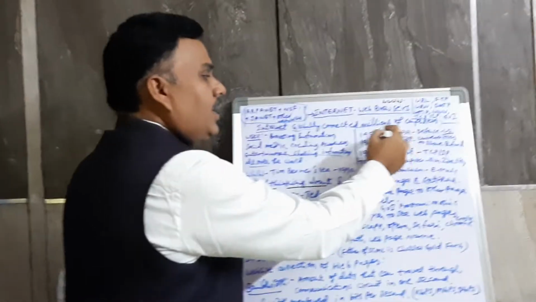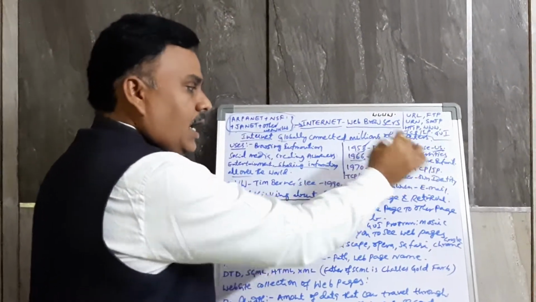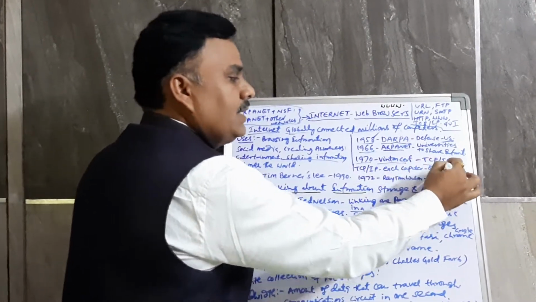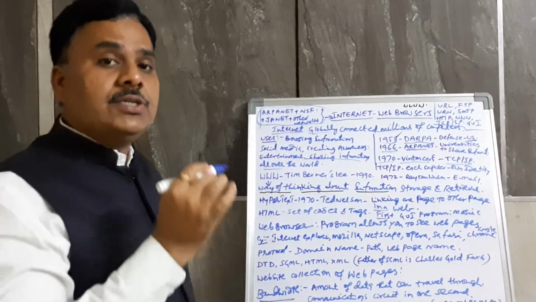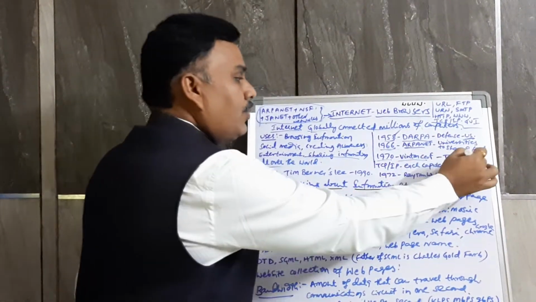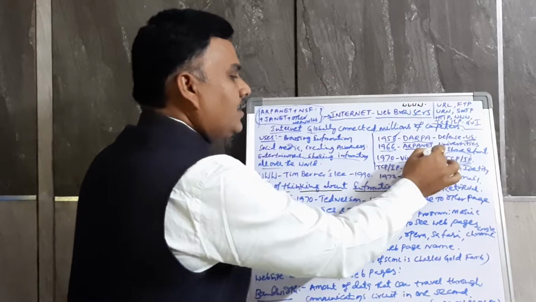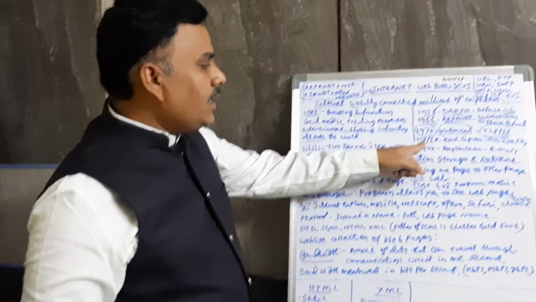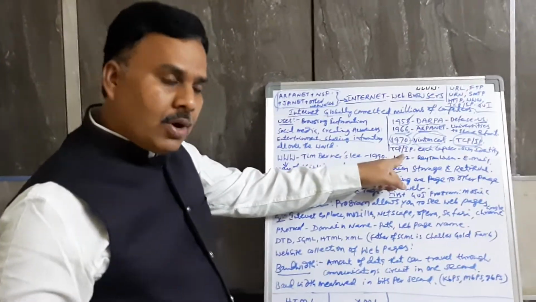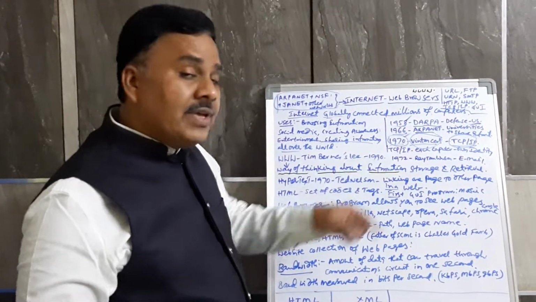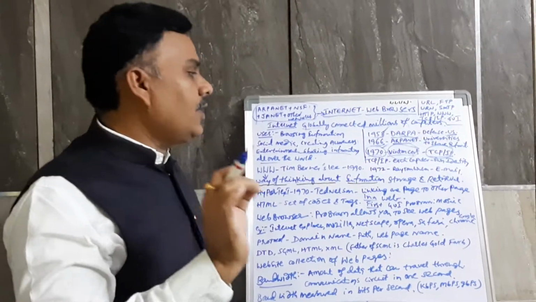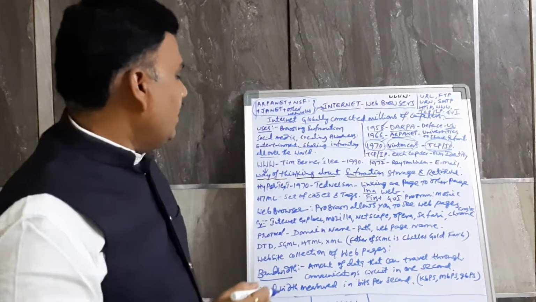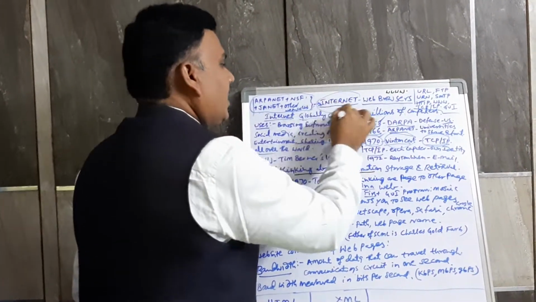So ARPANET, 1966 ARPANET, and in 1970 Vinton Cerf developed the TCP/IP. This is Transmission Control Protocol, Internet Protocol. TCP/IP, Vinton Cerf developed in 1970. TCP/IP is nothing but Transmission Control Protocol, Internet Protocol. We can identify each one of the computers, as its own identity will be given with the TCP/IP. So there is an internet terminology.